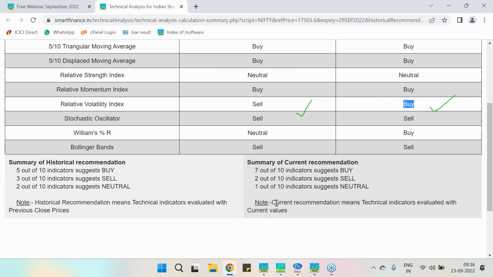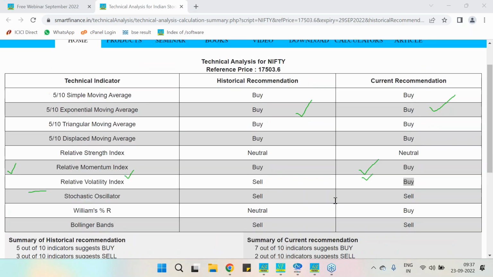So here, as per the historic recommendation at yesterday's day end, I repeat, yesterday's day end, 5 out of 10 indicators were suggesting buy, 3 were suggesting sell, and 2 were suggesting neutral. Currently, 7 out of 10 are suggesting buy, 2 are sell, 1 is neutral. So the majority view is towards buy as per the indicators.